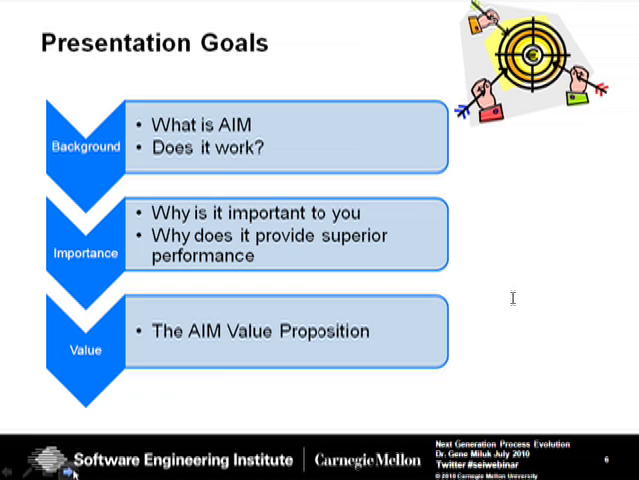What is AIM? Does it work? Second is, why is it important? And does it provide superior performance? And a little bit about how. And basically at the bottom is the AIM value proposition. AIM stands for Accelerated Improvement Method. That's just the name we came up with for now. Very simple.